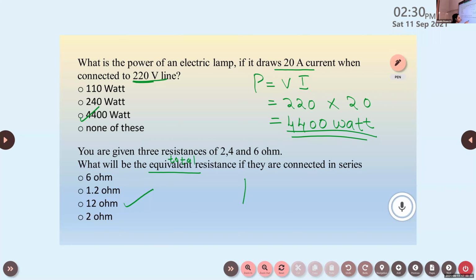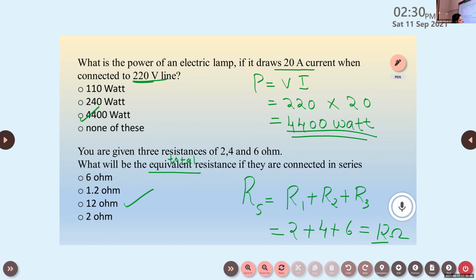So in a series combination, the equivalent resistance is given by Rs is equal to R1 plus R2 plus R3, that is equal to 2 ohm plus 4 ohm plus 6 ohm. So the answer will be 12 ohm. Very good.